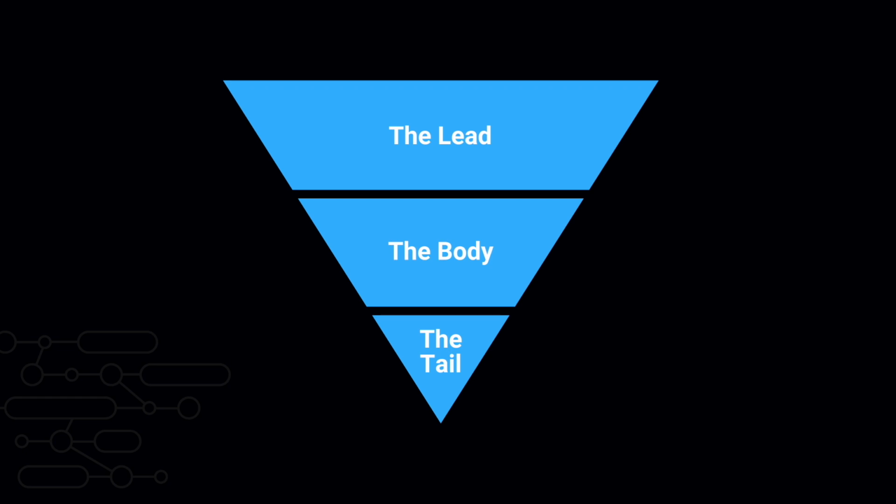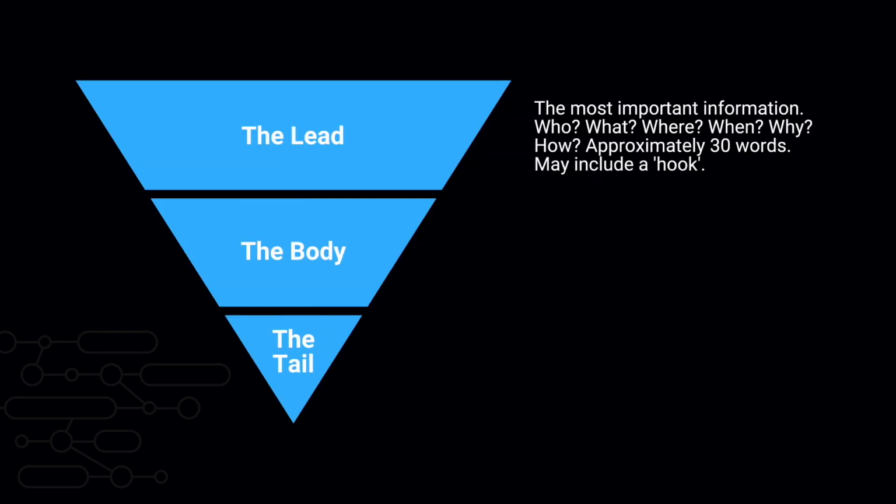The structure typically consists of three parts: the lead, the body, and the tail. The lead, which is also known as the hook, is the most important part of the structure. It should be concise, attention-grabbing, and summarise the most important information within the piece. It should answer the who, what, when, where, and how of the story in the first sentence or two.